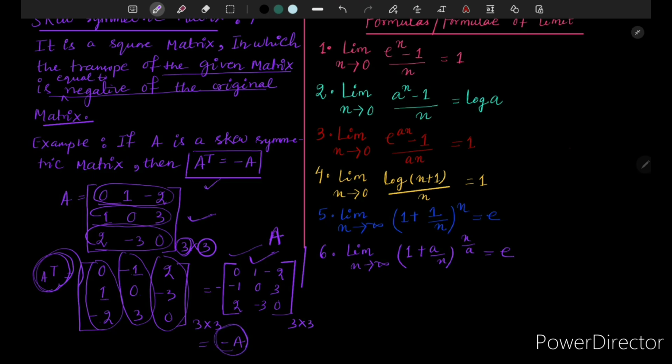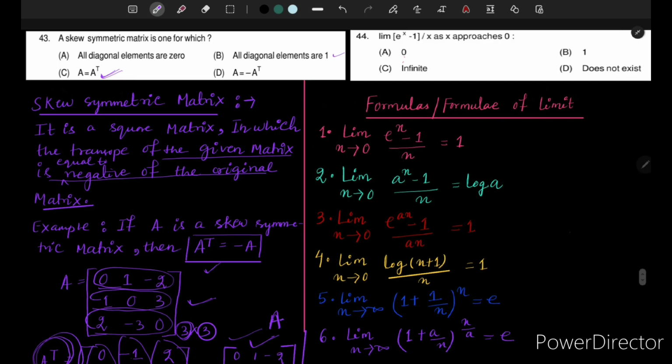So in case of a skew symmetric matrix, A transpose will always be equal to the negative of the original matrix. So this is the answer for question number 43. In case of a skew symmetric matrix, A is equal to negative of A transpose, or you can say A transpose equals minus A. So this is the solution of the first question. Then we will go to the second question, which is on limit.